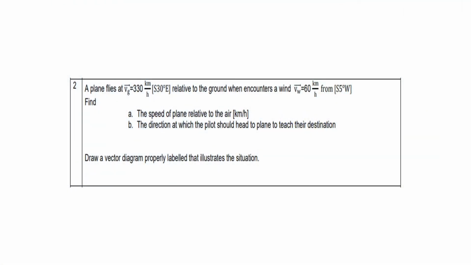The problem we will be solving today is about a plane in the air. It is flying at a ground speed of 330 km per hour south 30 degrees east when it encounters a wind that is moving at a speed of 60 km per hour from south 5 degrees west. We need to find the speed of the plane relative to the air in kilometers per hour, and the direction at which the pilot should head the plane to reach the destination. We also need to have a detailed vector diagram to help us out.